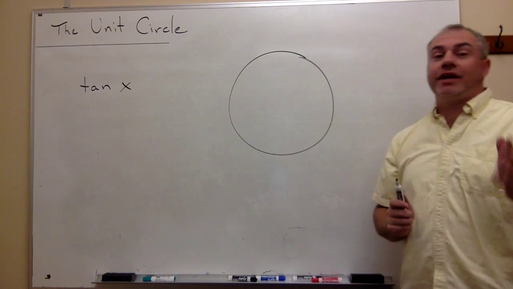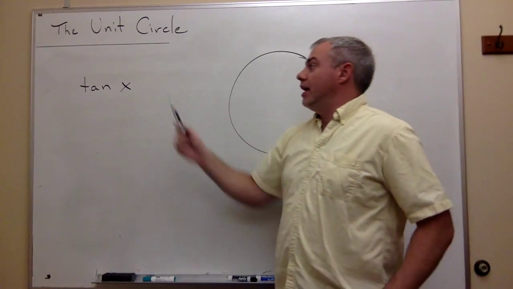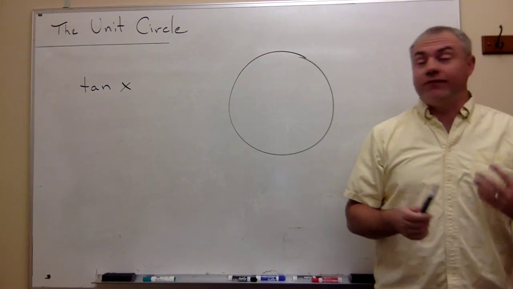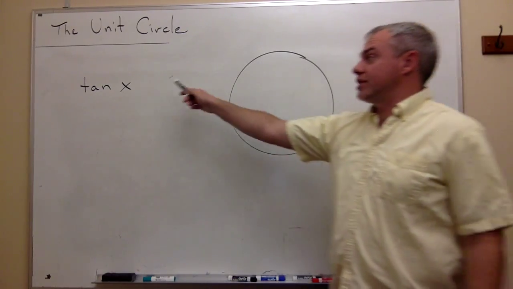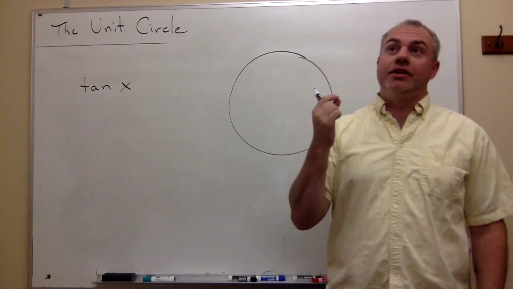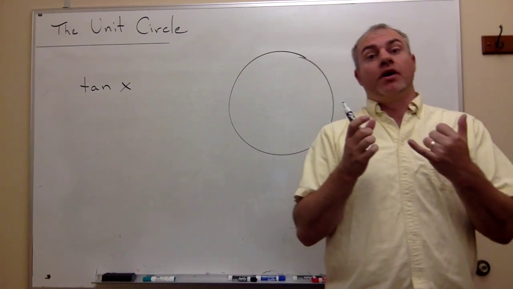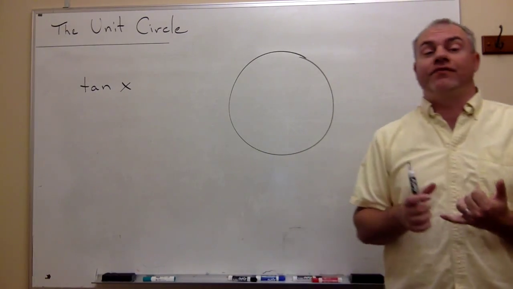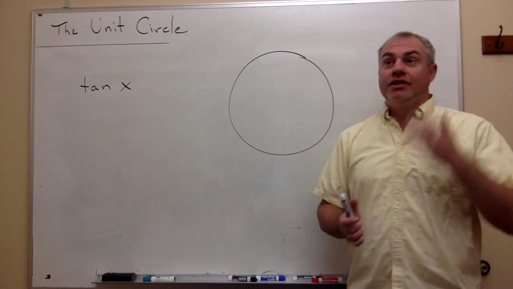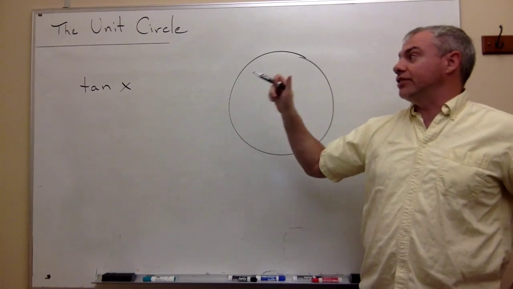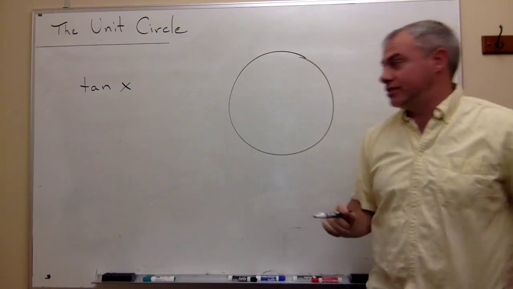Now let's take a look at tangent of x and how we find the values of different angles if we're using tangent. Well, in the previous two videos I showed you how to find the values for cosine and how to find the values for sine just in your head. Now let's figure out how you would find the value of tangent.